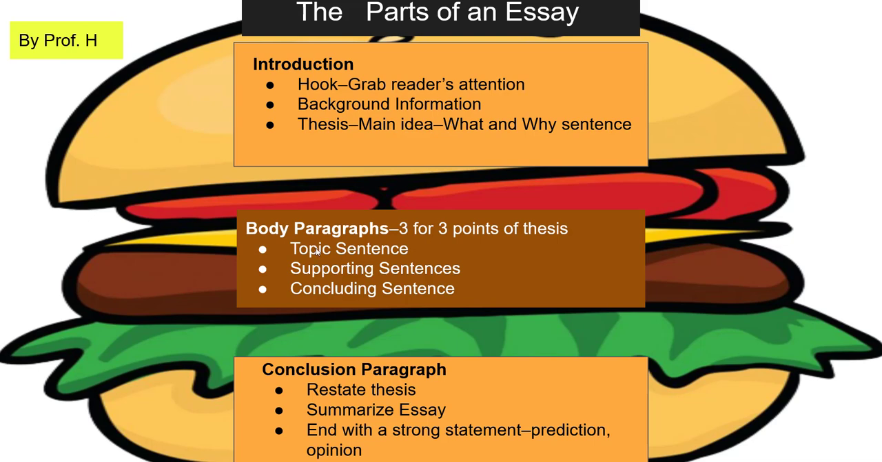Each body paragraph has 3 parts. Each body paragraph has a topic sentence. That's the first sentence that relates back to the thesis. Then you have 5 supporting sentences that support or illustrate or describe the main idea of the paragraph. And then you've got the concluding sentence of the paragraph that concludes that paragraph and transitions to the next paragraph. So each body paragraph has 3 parts: a topic sentence, supporting sentences, and a concluding sentence.